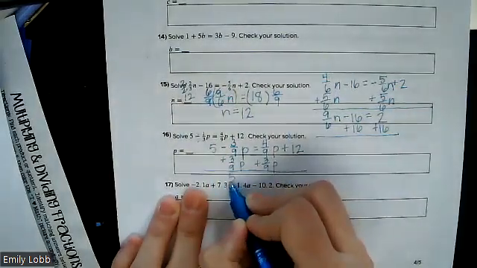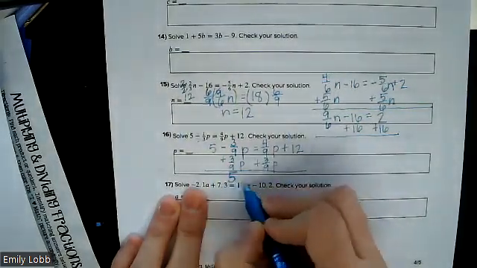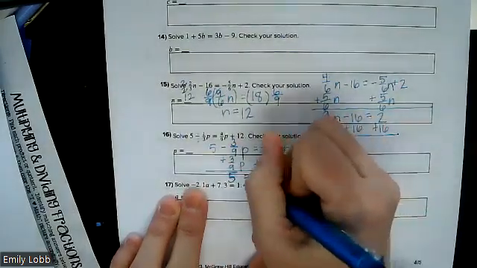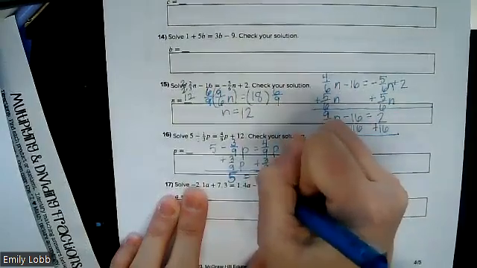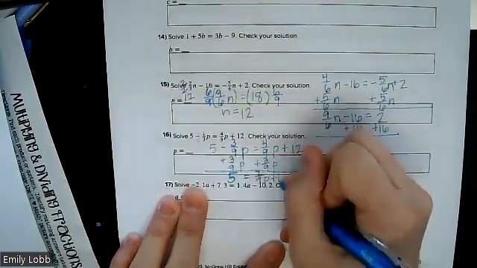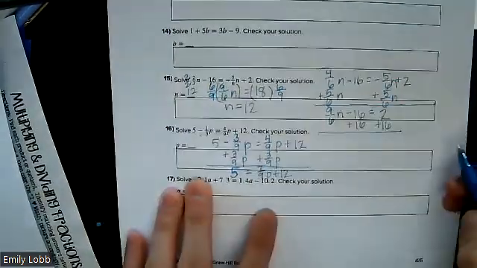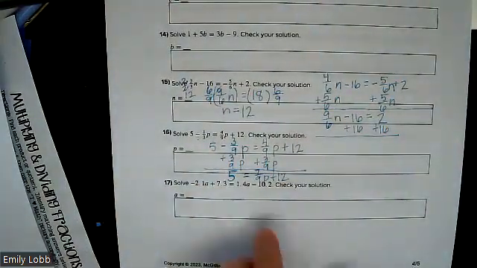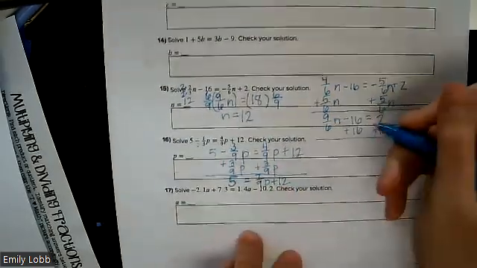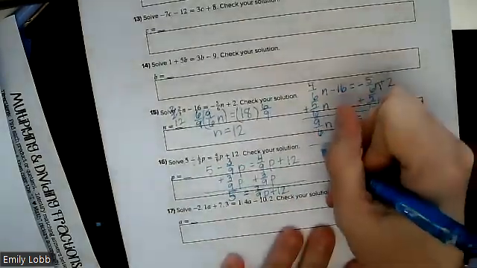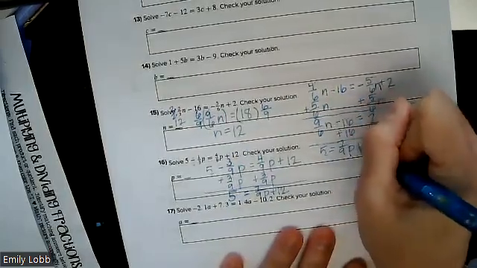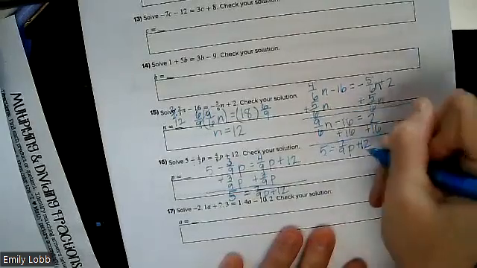I'm left with a 5 on the left. Bring down my equal sign. Now I have 7/9 p plus 12. So now I have to get rid of my constant. This is just a two-step equation now. The constant on the side of p. It's kind of hard to see. So I have 5 equals 7/9 p plus 12. I've got to get rid of this constant.